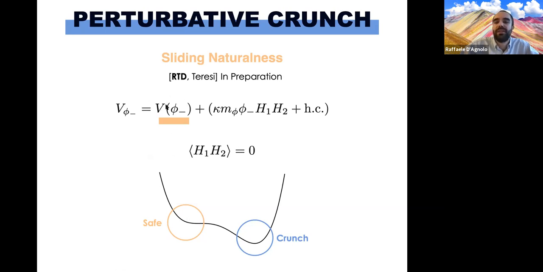And I'm going to imagine that the potential of the scalar phi minus has a minimum that is safe, in the sense that its energy density is much, much smaller than this M star to the fourth. And then a minimum that is very deep. The energy density in this minimum is much larger than the largest cosmological constant. It's not much larger, but it's order one larger than the largest cosmological constant in the landscape. So essentially, if you end up in this minimum, the universe crunches. If you are here instead, you can live for a long time.